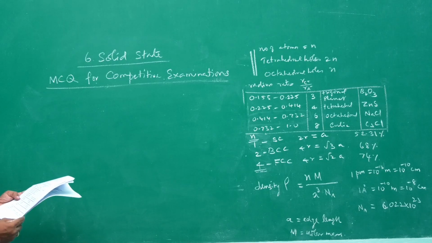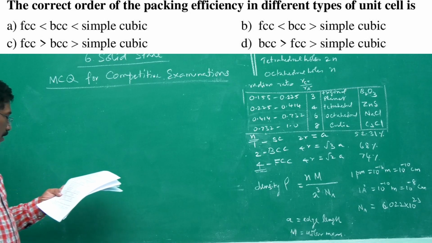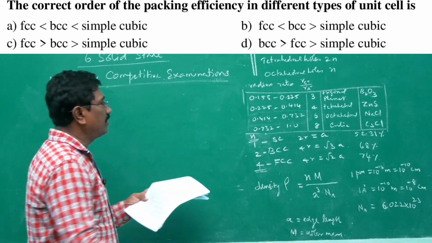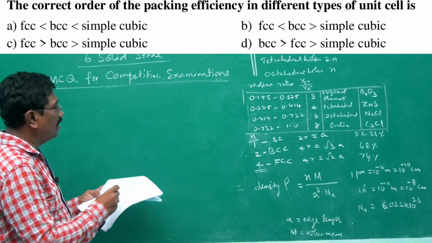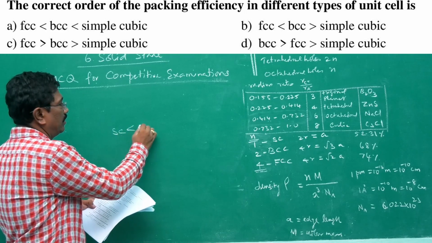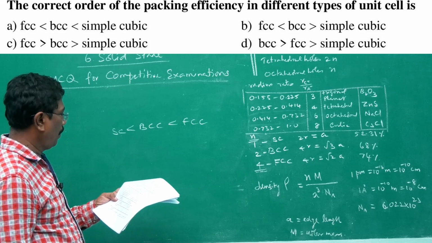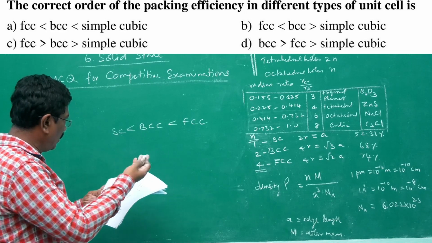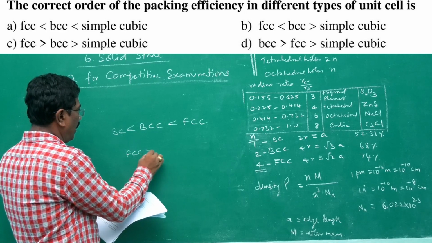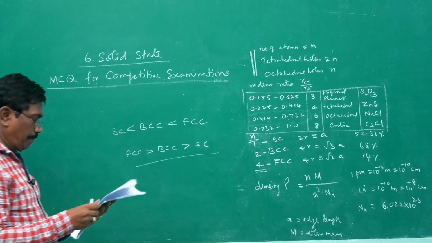And then the correct order of the packing efficiency in different types of unit cell is asked. In simple cubic, it is far less. Packing efficiency is less, and next to that BCC, and next to that FCC. But that option is not given. It is given in the reverse order. FCC is greater than BCC is greater than simple cubic. Option C.